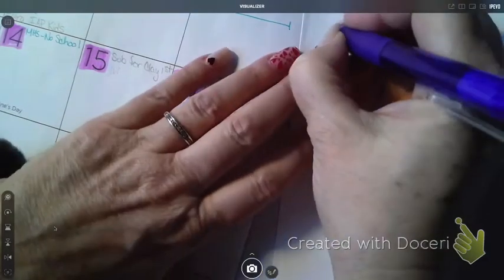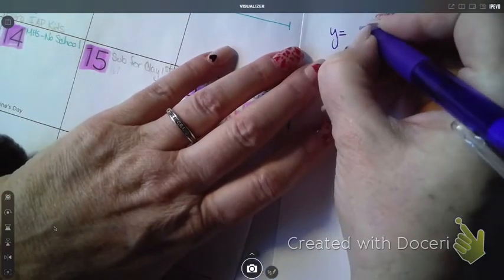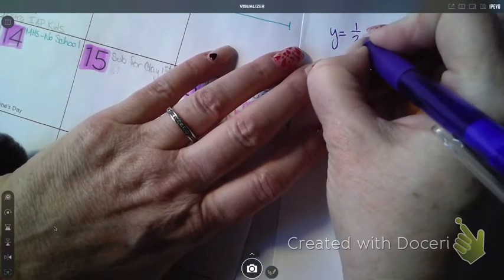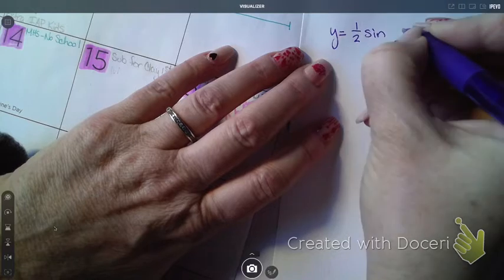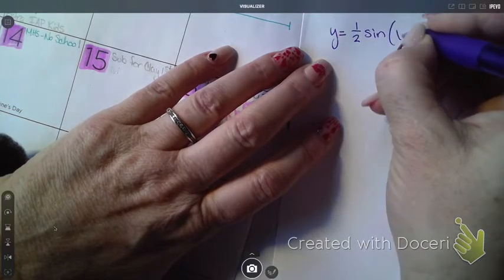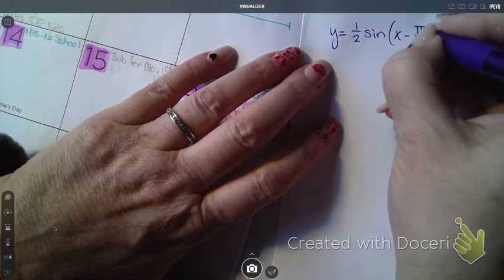So we have day 2 of graphing, right? So today we are going to graph y equals 1/2 the sine of x minus pi over 3.